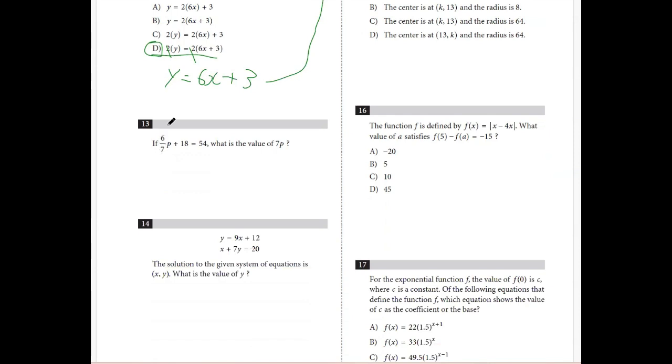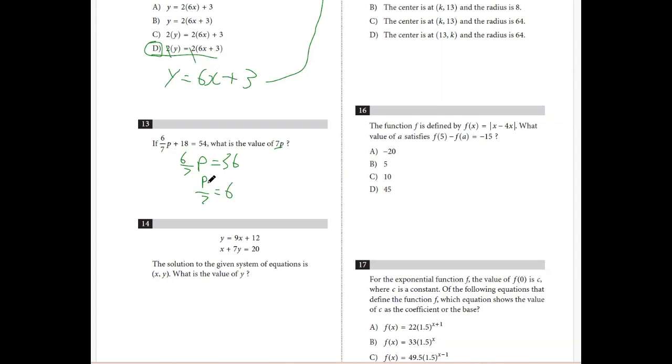13. If 6 over 7p plus 18 is 54, what is the value of 7p? Let's do this. 6 over 7, p is equal to 36. I'm going to get rid of 6 by dividing both sides by 6, so it becomes p over 7 is equal to 6.